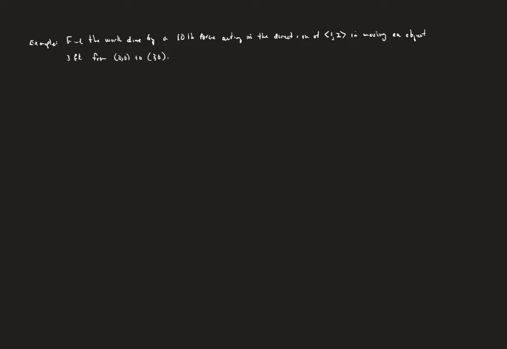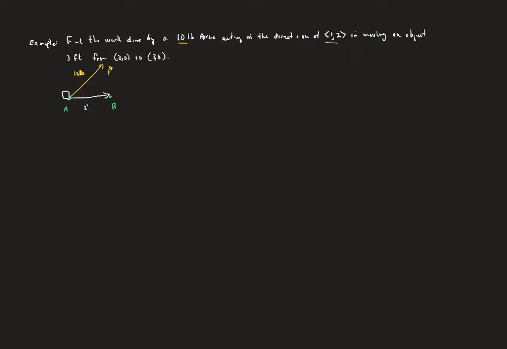So maybe a picture here a little bit. We're going to try to move this object, whatever it is, from 0, 0 to 3, 0. So we want to move it 3 feet in this direction. Our vector is a 10-pound force, and it's in the direction 1, 2. So it's going to be something like this, and that's a 10-pound force. That's supposed to be a B. And so there's our force vector, and this is going to be our vector AB.